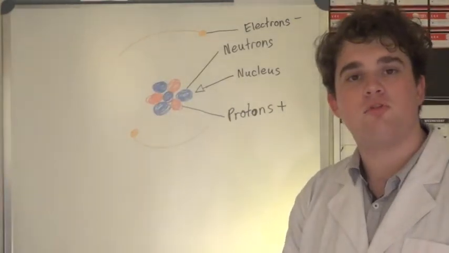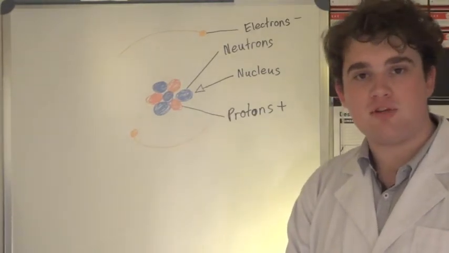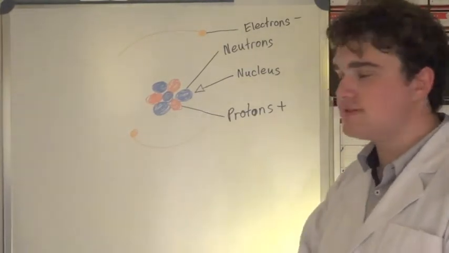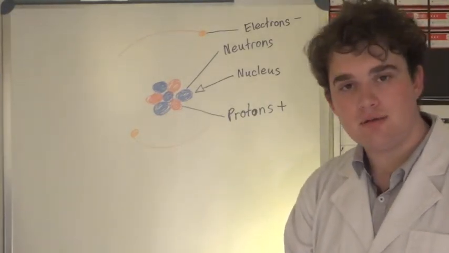When you change the number of protons in the nucleus of an atom, you change what kind of element it is. This atom, as you can see, has 3 protons. So this atom is of the element lithium.